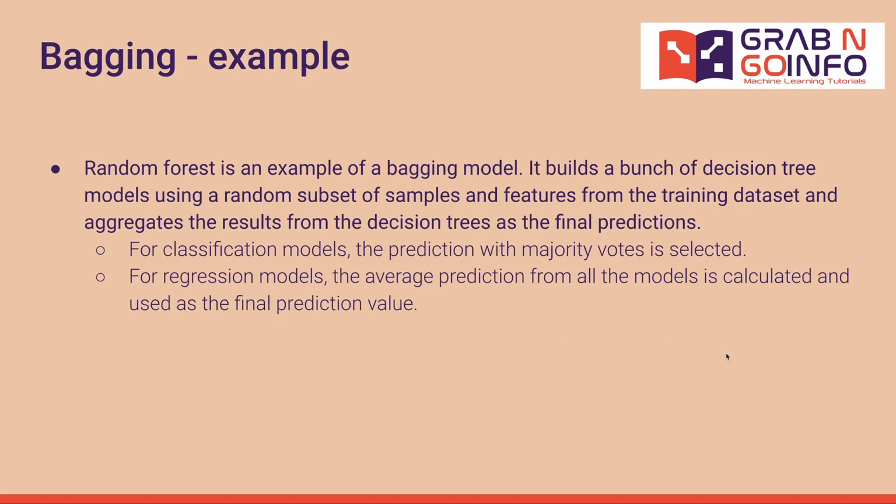Random forest is an example of a bagging model. It builds a bunch of decision tree models using a random subset of samples and features from the training dataset, and aggregates the results from the decision trees as the final predictions. For classification models, the prediction with majority votes is selected. For regression models, the average prediction from all the models is calculated and used as the final prediction value.